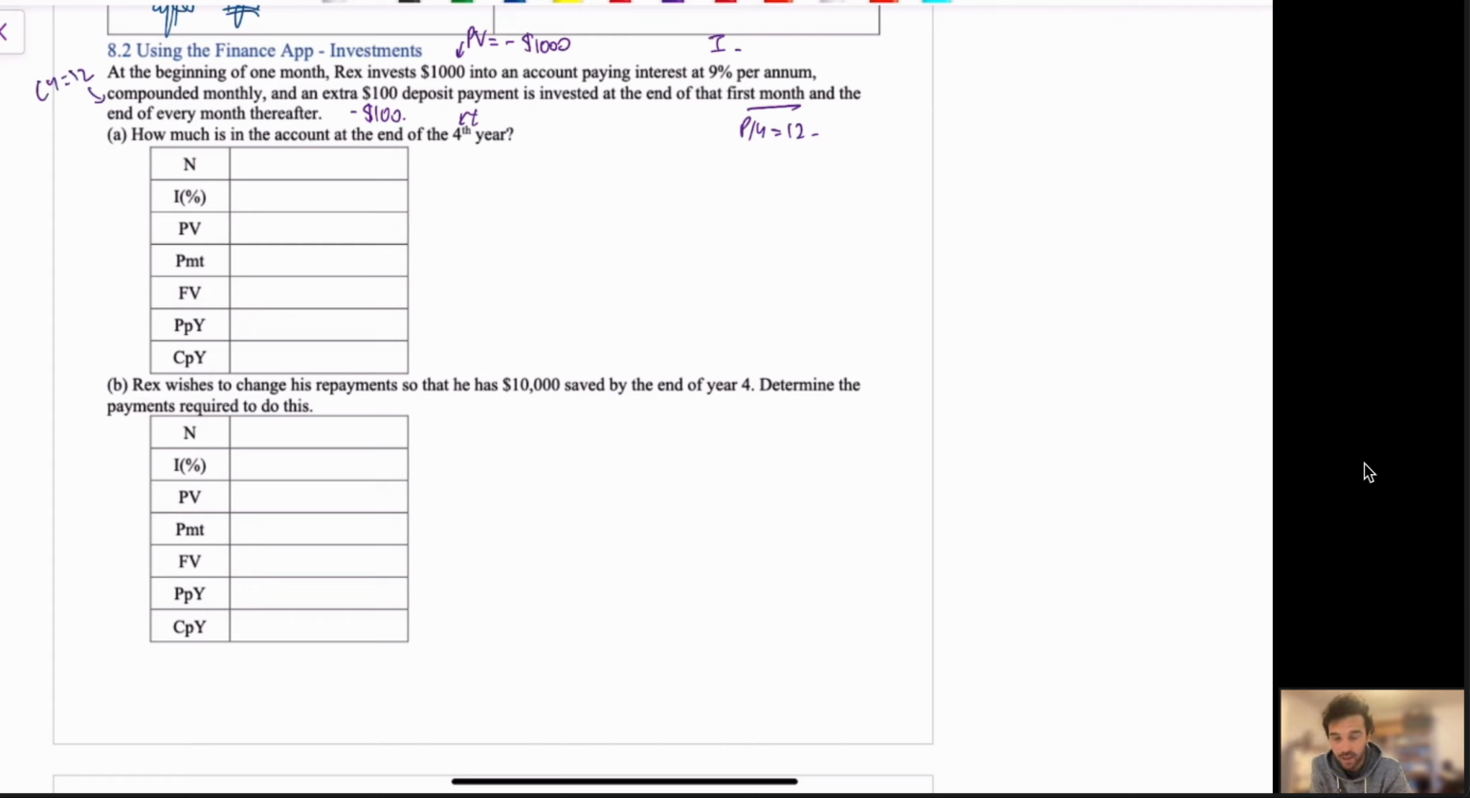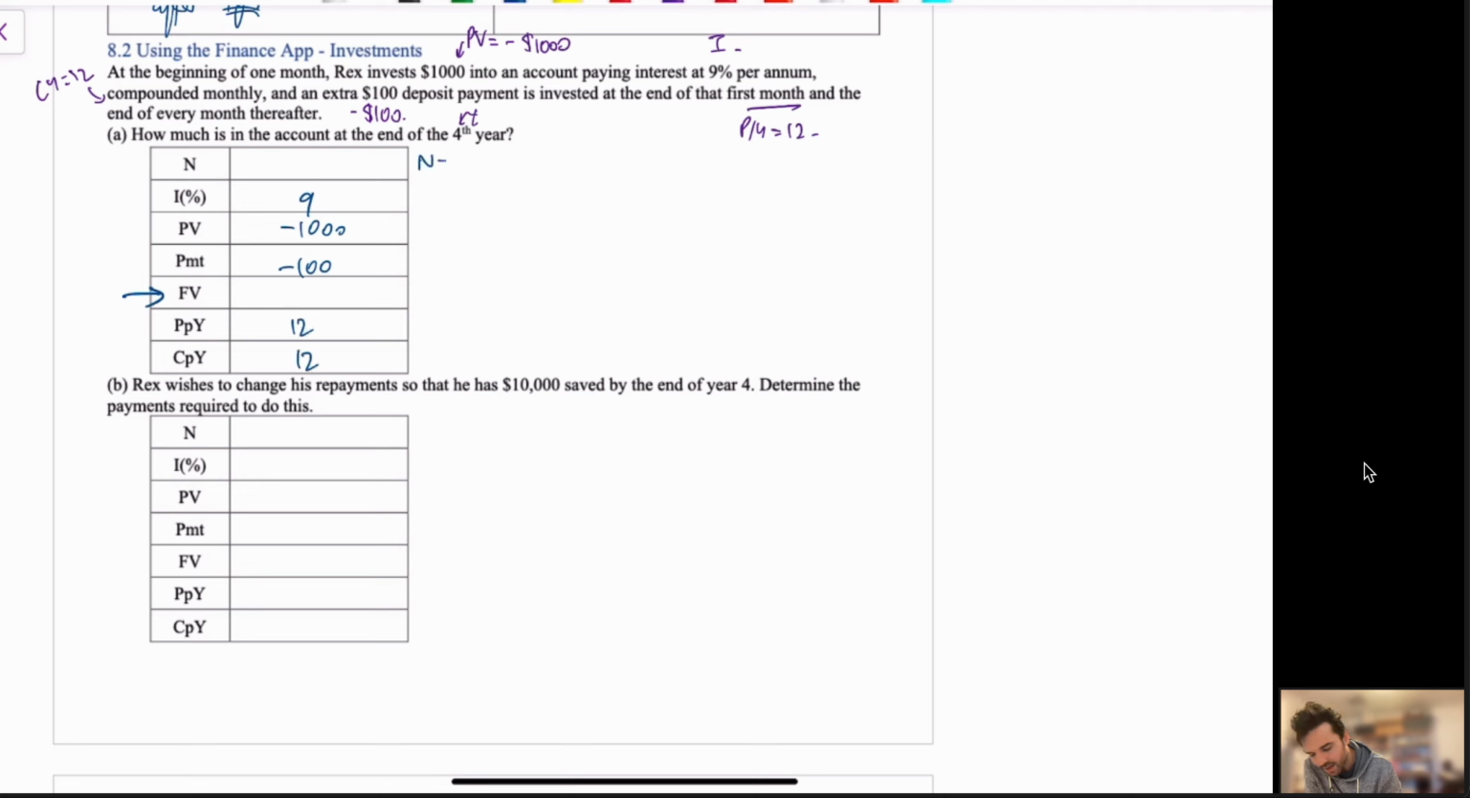And what we can do is we can start filling this thing in. Okay. So I is pretty simple. 9. PV, negative 1,000. PMT, negative 100. FV, well, it says how much is in the account, so we're going to solve for FV. Payments per year and compounds per year is 12. And this one here, do you remember our formula?